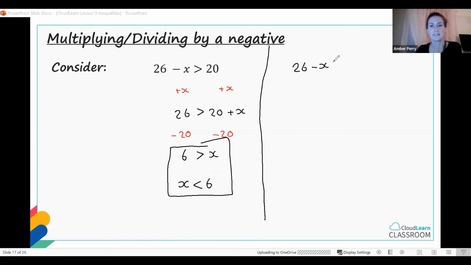Let's have a look now at solving that exact same problem, 26 minus x is greater than 20. But instead of adding x to start, sorry, did someone have a question? Yes. How did you get that sign to be changed from where you started off with? This sign changing from here to here? Because I worked it a different way and I got x is greater than 6. Okay, so the reason the sign has flipped is because I actually moved my x to the other side first.